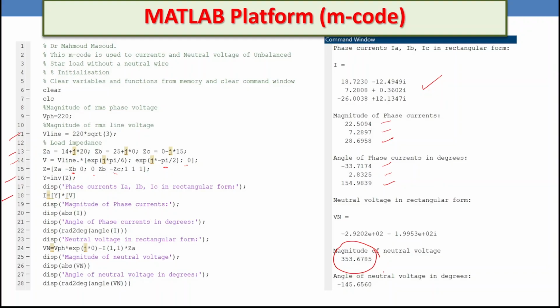Severe unbalance for this problem. I didn't calculate the power in the software or in this code. I leave that one for you because the power is easy. P equals I squared R, Q equals I squared X, and S you can calculate as root of P squared plus Q squared. So here I just calculated the main part, which is the current. Once we know the current, we can calculate the power easily.